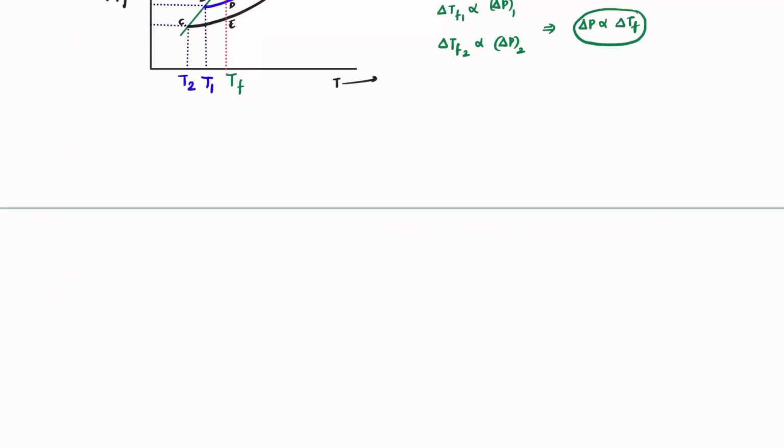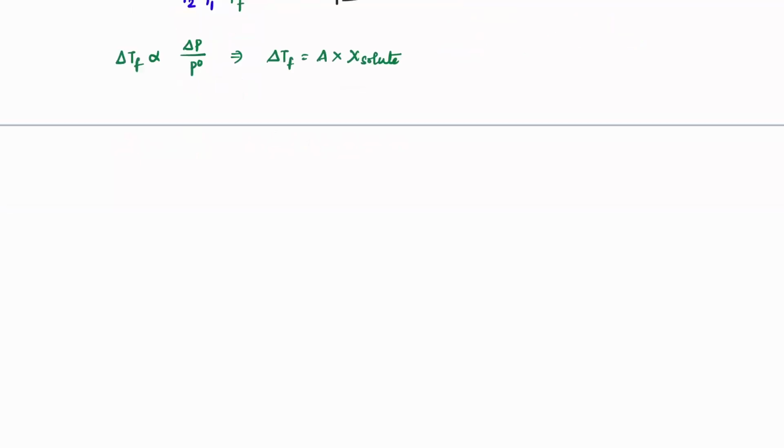Now, what is this one? So delta TF is directly proportional to delta P by P naught, which is nothing but relative lowering of vapor pressure. And we can relate this as delta TF is equal to some constant A into mole fraction of the solute. Correct? If you remember, the same type of derivation which we have done can be done here also.